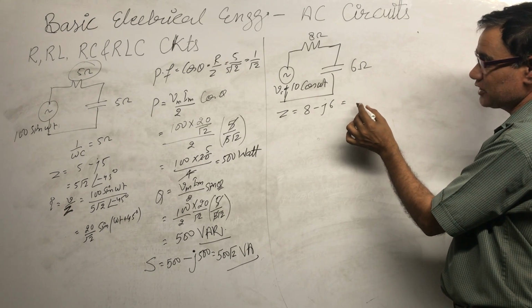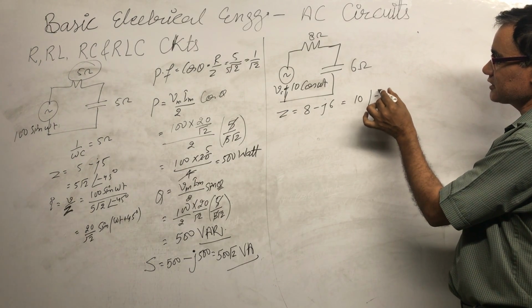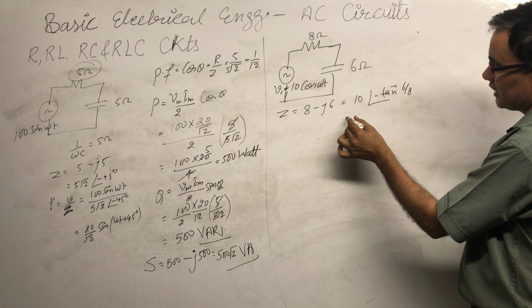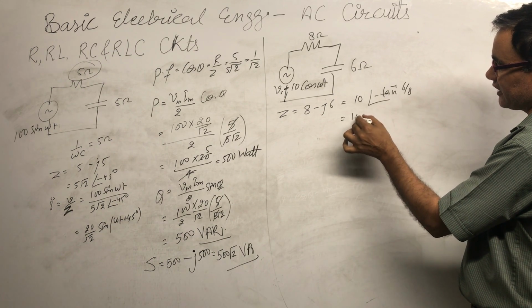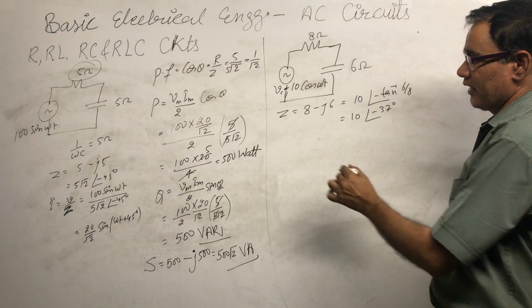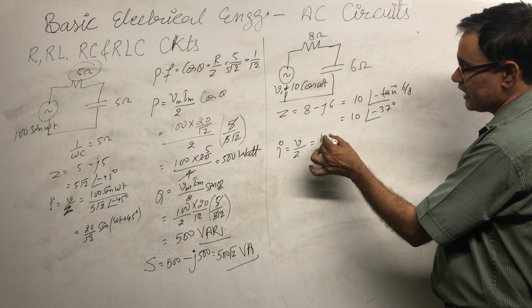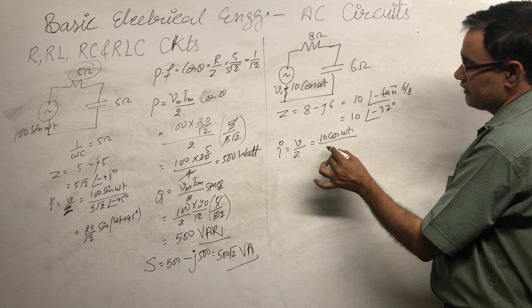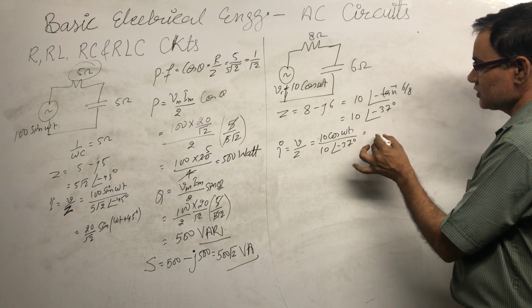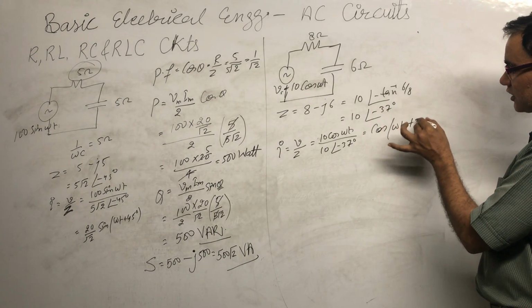The value becomes under root 8 square plus 6 square, that will become 10. And the angle is minus tan inverse 6 upon 8, that is 37 degree, so minus 37 degree. Otherwise you can calculate. And the value of current is equal to voltage divided by impedance. The voltage is 10 cos of omega t divided by impedance 10 with angle minus 37 degree. So the 10 gets cancelled out, cos of omega t plus 37 degree.